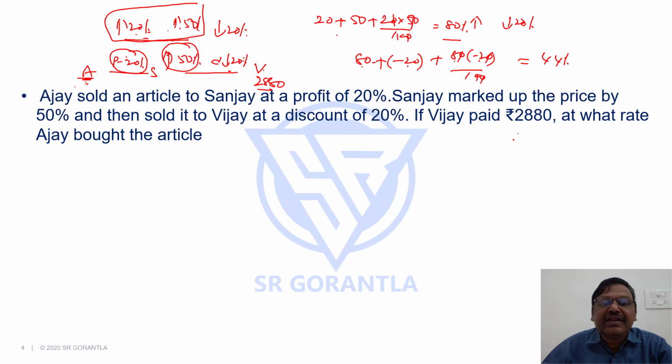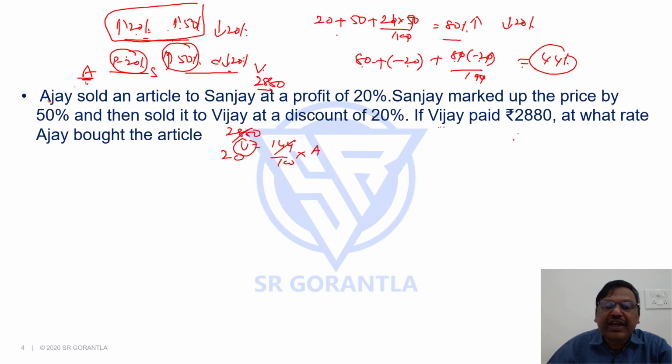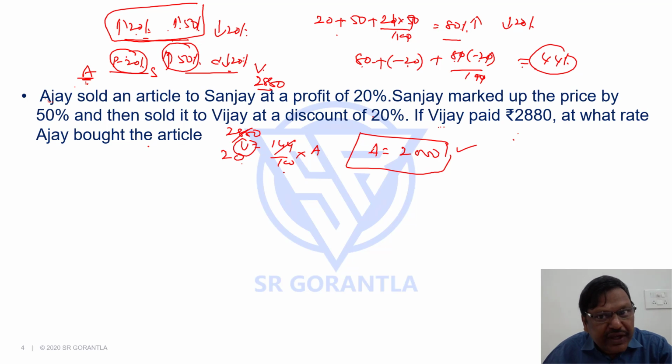What do you mean by that? It means 144% of Ajay's cost price. But I know Vijay's cost price is 2880. If I write 144, 2 is 20. Ajay's cost price is 20 into 100, 2000. This is my answer. This is one way of doing it.